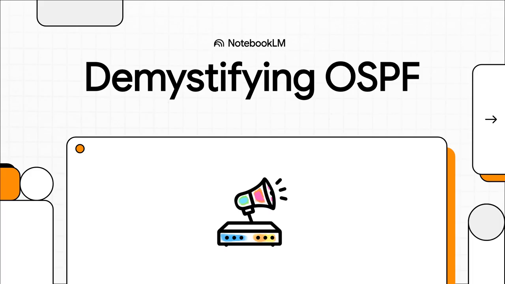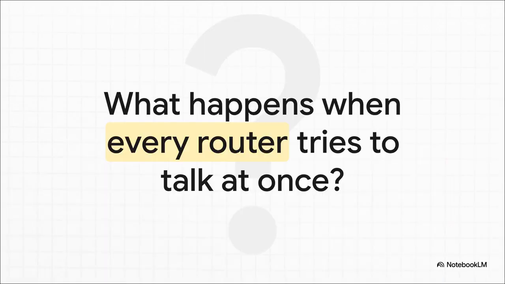Today, we are going to pull the curtain back on one of OSPF's most clever solutions to what is, frankly, a really chaotic problem. But before we can appreciate the solution, we've really got to understand the problem. So let's start with a basic question. What do you think happens when every single router on a shared network tries to talk to every other router, all at the exact same time? Spoiler alert, it is pure chaos.